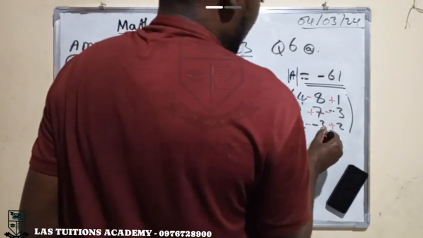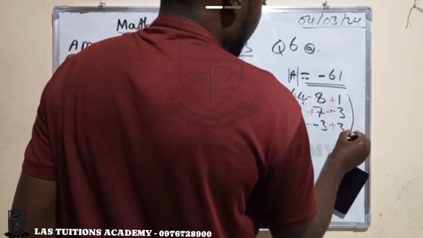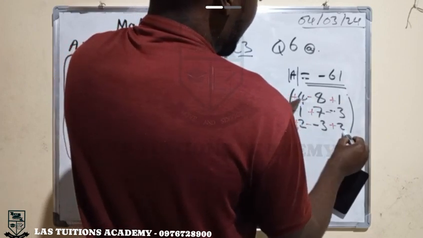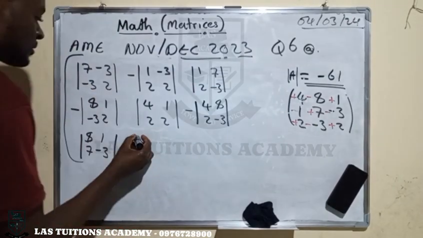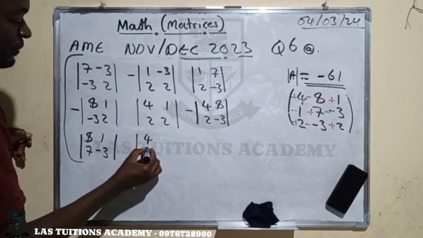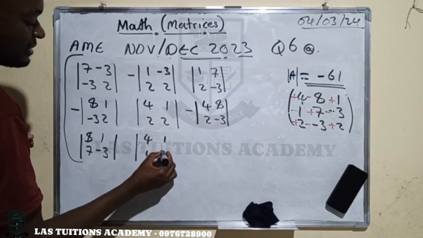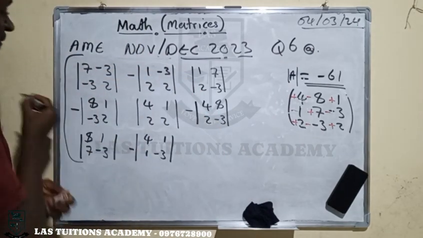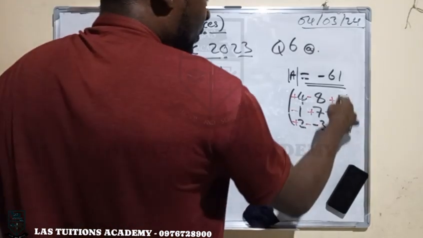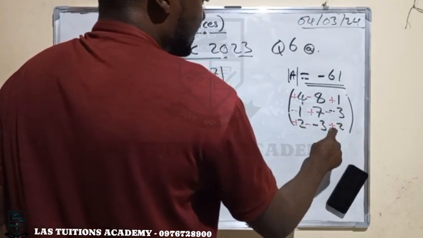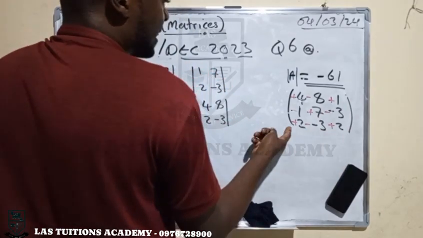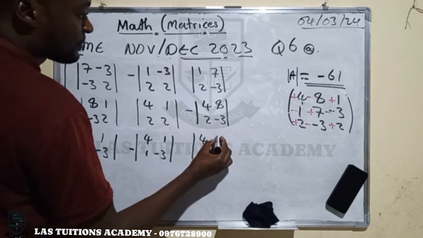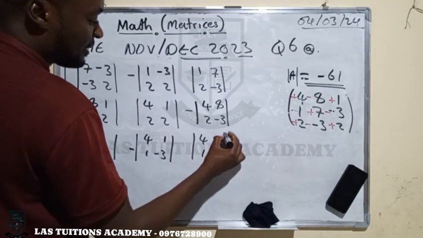Then we are blocking this and this. The position sign is negative, so this is gone and this is gone. So I have 4, 1, 1, -3, like that. The sign here is negative, sorry. Then finally here we block this and block that, and the position sign is plus. So we have 4, 8, 1, 7. That's what we have there.